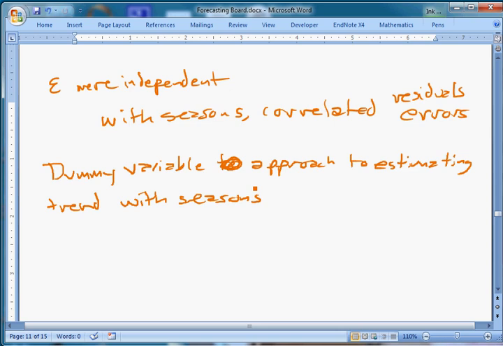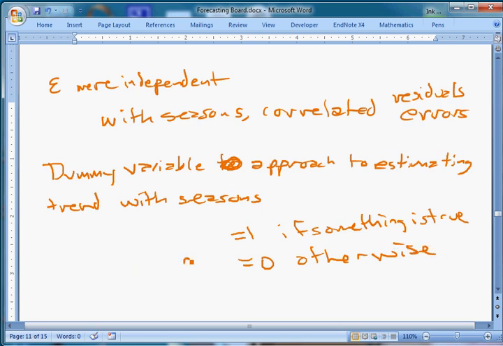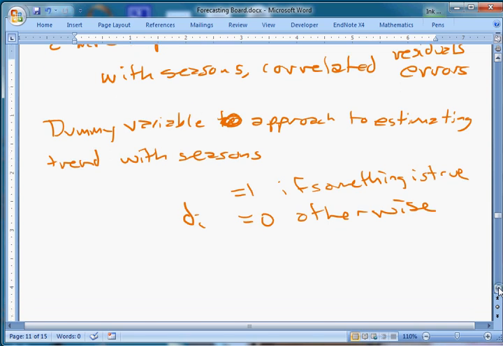But one of the things we can do is account for the seasons through dummy variables. Now, if you're not real comfortable with dummy variables, or if you're totally unfamiliar, you should watch the video on them. If you're a little comfortable, then you should be fine. A dummy variable is just a variable that equals 1 if something is true and 0 otherwise. And usually we use D to indicate it, D_i, or D1, D2, something like that.